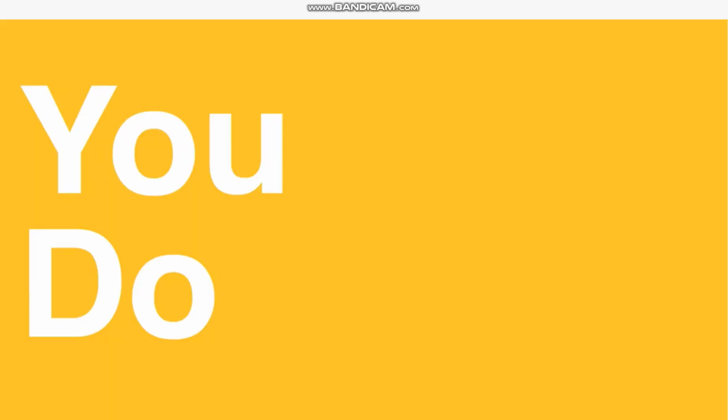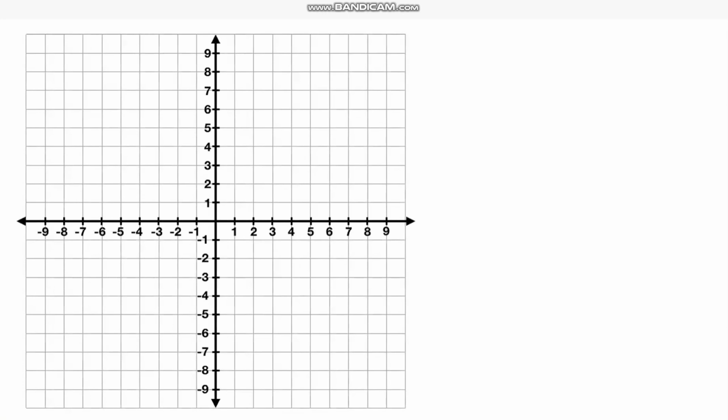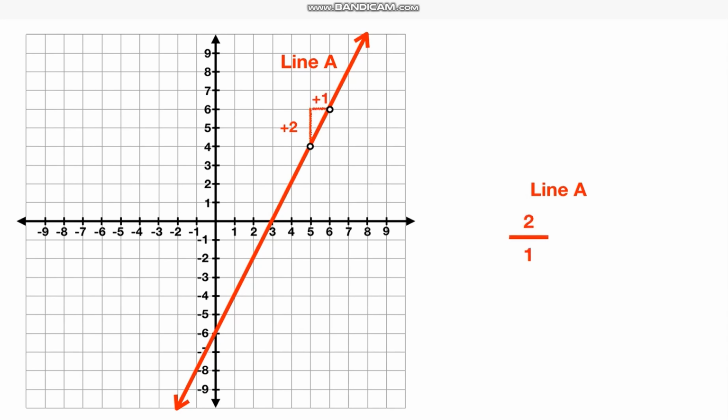Now it's time for you to practice on your own. Here's a coordinate plane where we'll graph line A. What is the slope of line A? Well, you could have picked any 2 points. We'll put one here and another one here. Remember, it's easier when they're on whole number coordinates. You can see that to get from one point to another, you move up 2, so the change in y is 2. Then you can see that you move over 1, so the change in x is 1. 2 divided by 1 tells us the slope of line A equals 2.